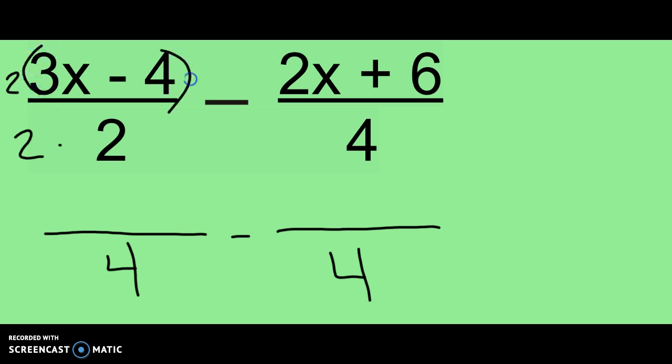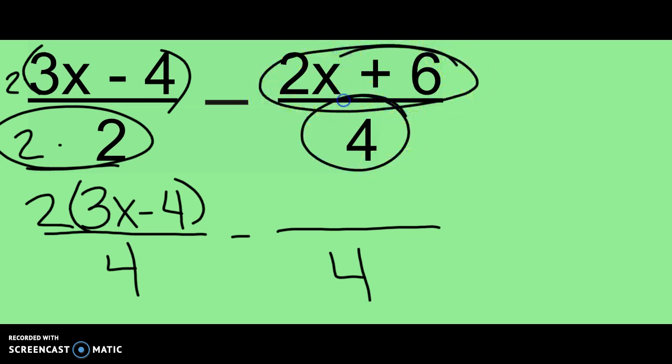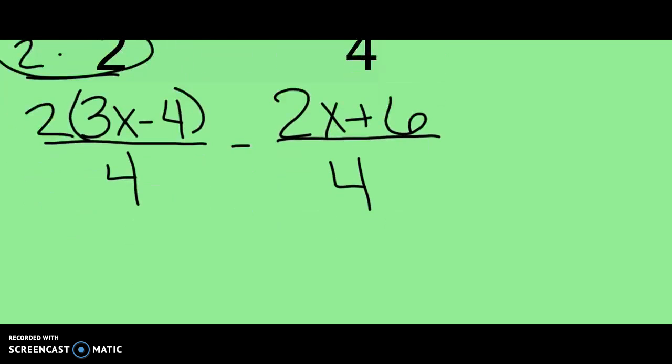Okay, that basically means we're going to do 2 times 3x minus 4, and then 2 times 2, which we already have a 4 down there, so we don't need to rewrite it. And then this one doesn't need to change because it's already in the right form. So let's just keep it, and then we're going to just bring down our 2x plus 6. Now our denominators are the same, so we're going to combine like terms.